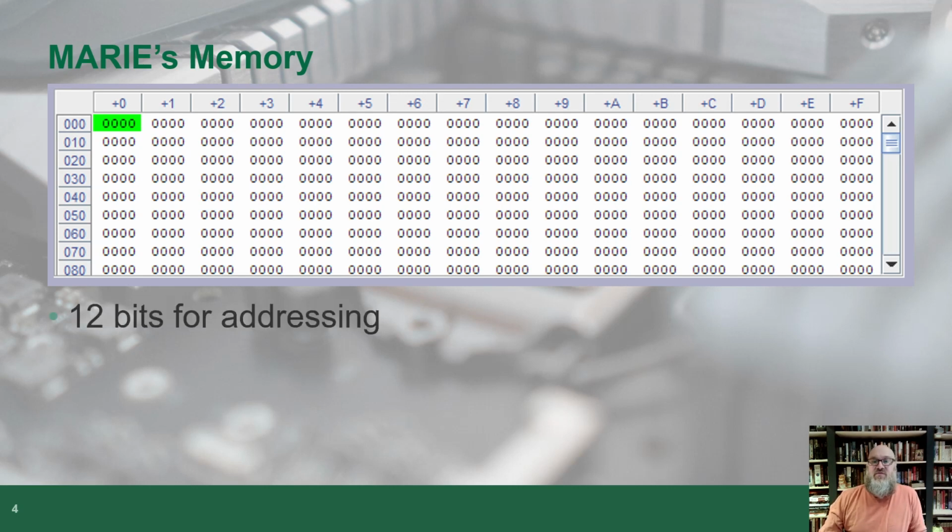We only have 12 bits, as I've mentioned already. We only have 12 bits for each address because we reserve 4 bits for the operation code, or what we often refer to as the opcode. You can always see all 4,096 words of memory in the Marie interface, and this is dynamically updated as our code is executed.